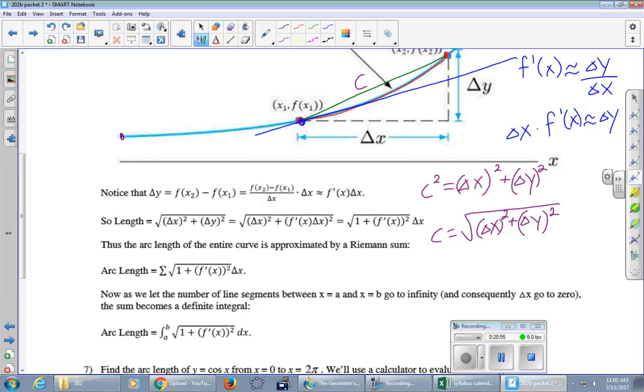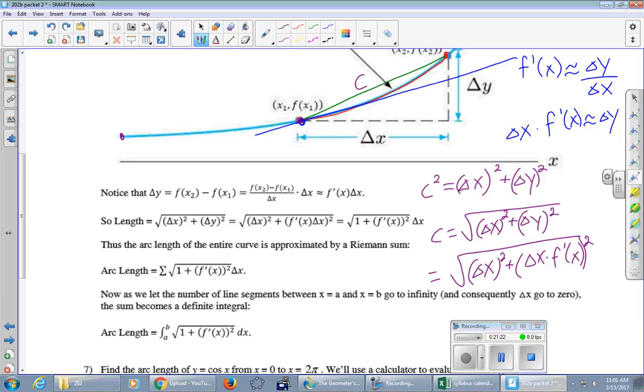Okay, and now we're going to make a substitution. Delta y, we have already seen, is roughly equal to delta x times f prime of x. So I'm just going to put that right in here, all right? So that gives me the square root of delta x squared plus delta x times f prime of x, squared. Fair? This is starting to look like that magic formula that we're building that's at the top.